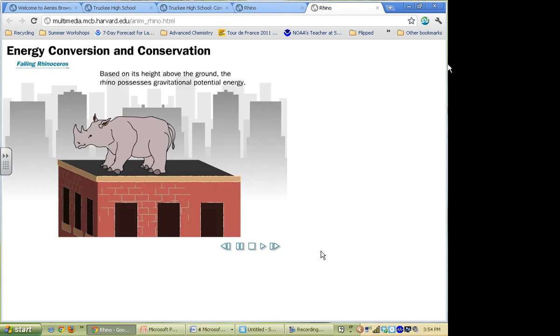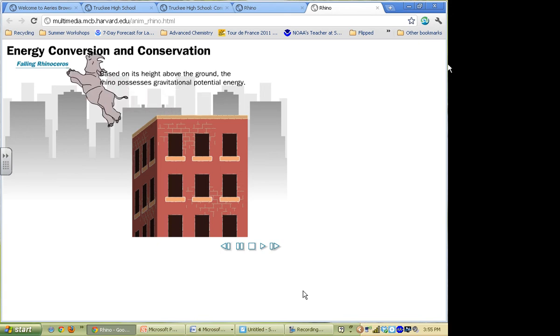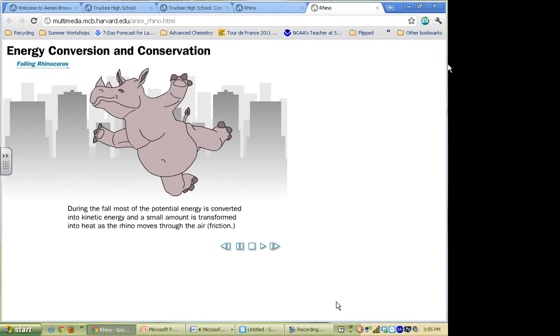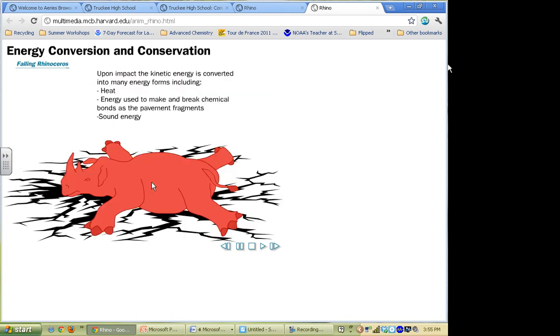And we're going to look at the exchange of potential energy and kinetic energy. So when something falls, it gives up potential energy and it begins to gather velocity, and that converts that energy into kinetic energy. So my rhinoceros, it says, based on its height above the ground, the rhino possesses gravitational potential energy. Off the rhino goes. It says, during the fall, most of the potential energy is converted into kinetic energy, and a small amount is transformed into heat as the rhino moves through the air. Notice how red he's getting?